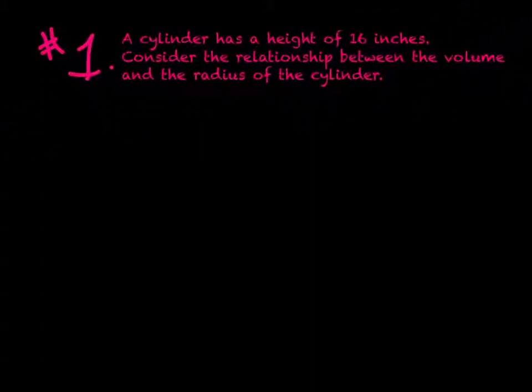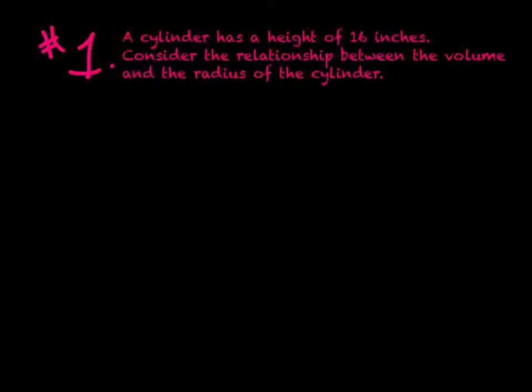So let's get started. Our very first one that we have is this. Number one. A cylinder has a height of 16 inches. Consider the relationship between the volume and the radius of the cylinder. So, first of all, we need to know a couple of things. We need to know how to find the volume of the cylinder, and we need to maybe manipulate it a little bit so we can see what's going on.